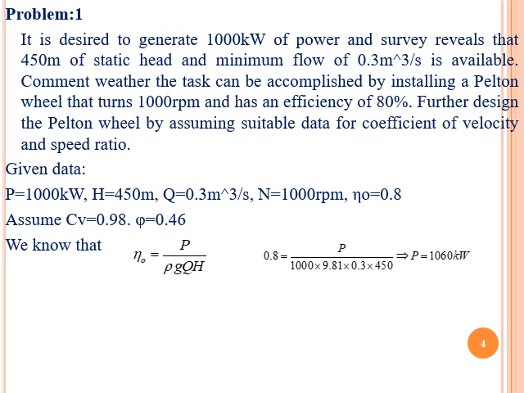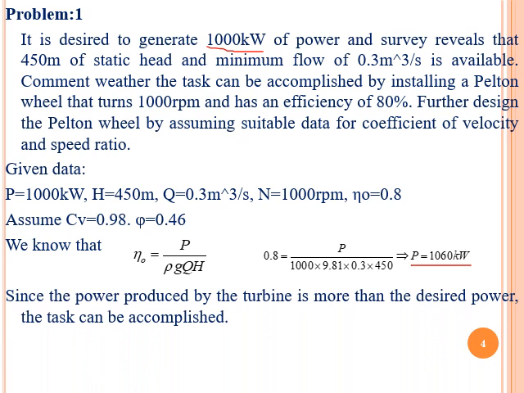Here the Pelton wheel is designed to produce 1000 kilowatt of power, but theoretically this Pelton wheel will produce 1060 kilowatt of power. That means the desired power is less than the theoretical power generation. For that reason, for this given condition, the Pelton wheel is suitable. Now write one comment: since the power developed by the turbine is more than the desired power, the task can be accomplished.